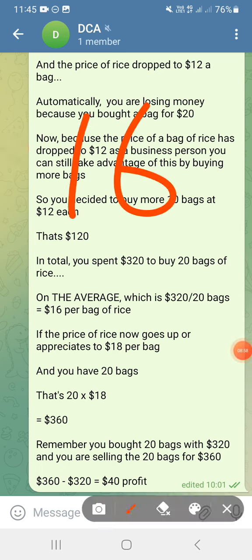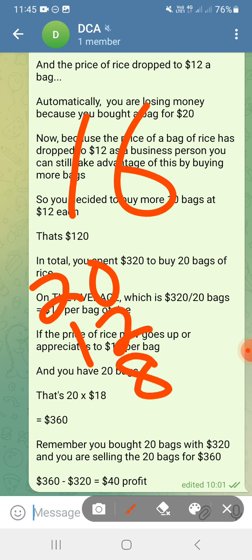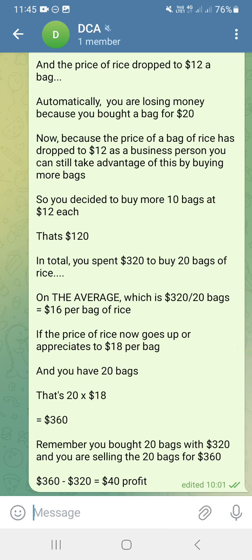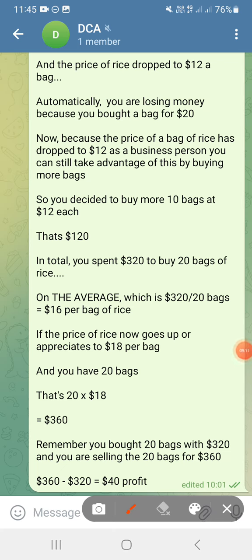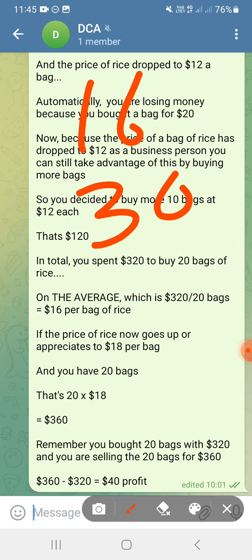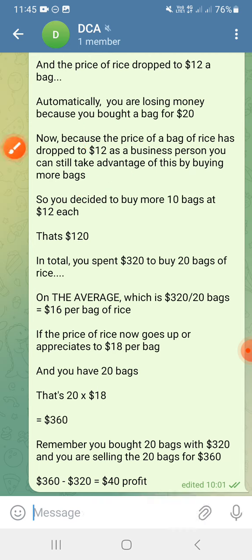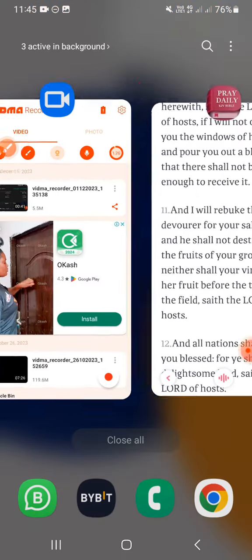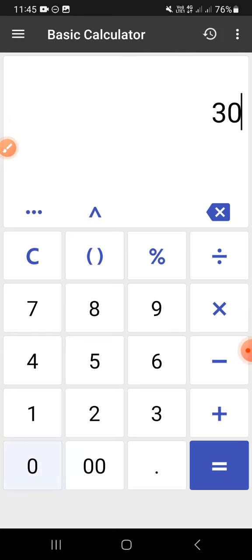Don't forget the first set you bought with $20. Second set you bought with $12. Third set you bought with $8. Right? Good. So now the price of rice goes up to $16 per bag, and you have 30 bags. You say, oh, it has gotten to $16. I want to sell my 30 bags of rice. So now, let's do the calculation. 30 bags multiplied by $16. It will give you $480.